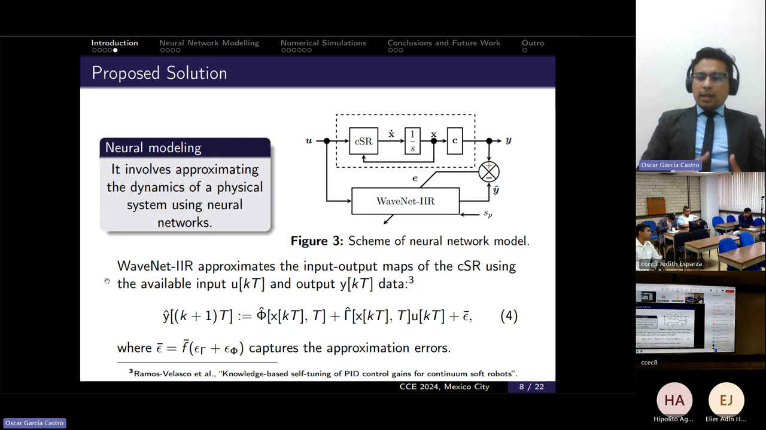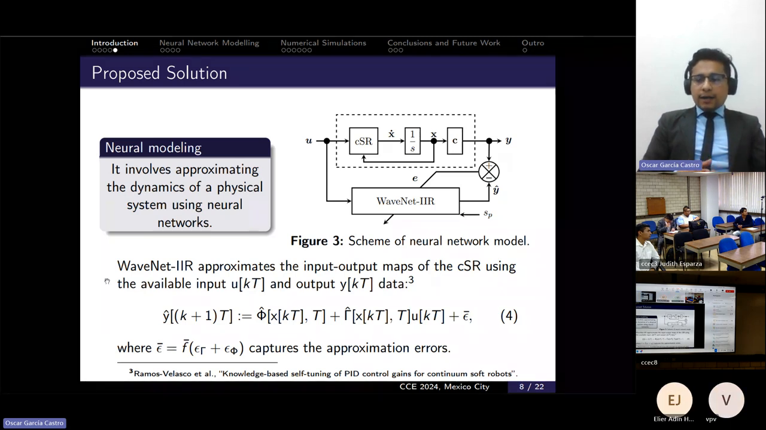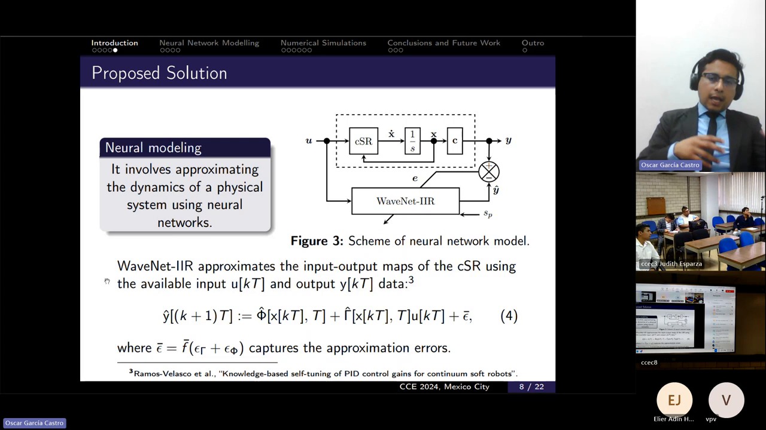By neural modeling, we refer to approximating the dynamics of a physical system using neural networks. In this work, the wavenet IIR develops the activation functions to map generalized force based only on the robot's positions. In other words, the idea is to make the wavenet IIR replicate the behavior of the continuous soft robot using only partial information from the system, in this case, the input and output signals.